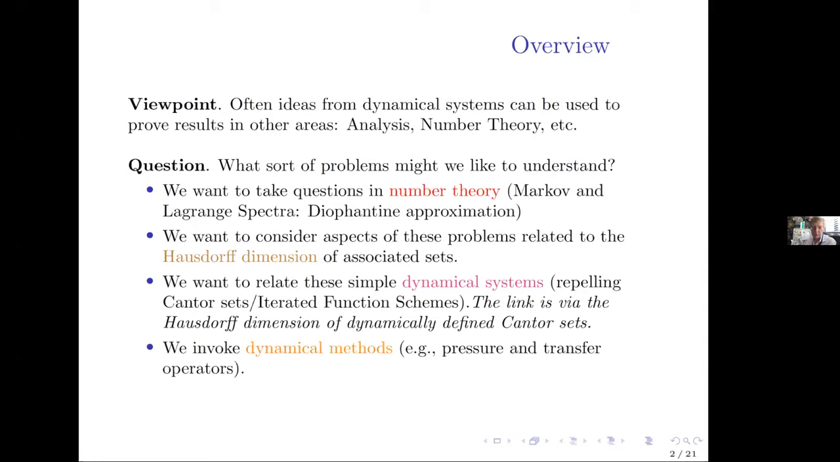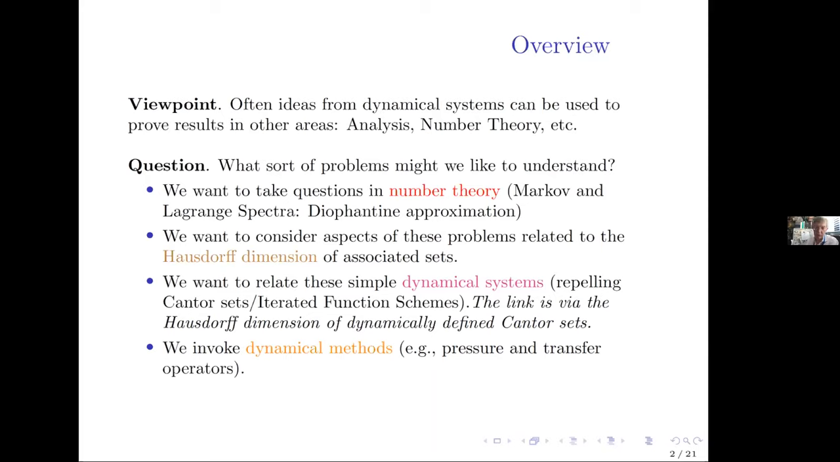Okay, and the dynamical methods, well, if you have a Cantor set which is dynamically defined, and you want to work out its dimension, then there are various ways you can do it. But if you are somebody who works a lot in hyperbolic dynamics, then the thing you might reach for is going to be something like the Bowen dimension formula, which in fact is what's used in this case, basically. So you estimate the dimension of these invariant sets using simply the standard ideas, pressure, transfer operators, that kind of stuff. And then it trickles down to applications to these problems in number theory.